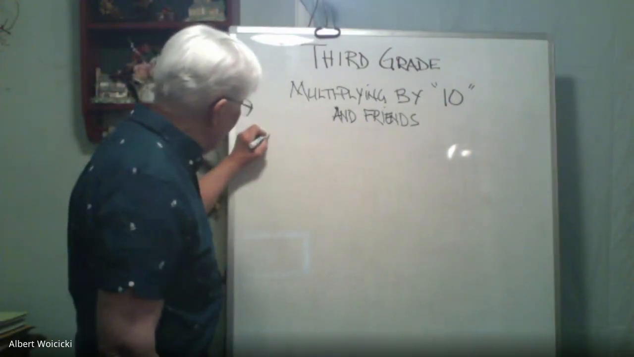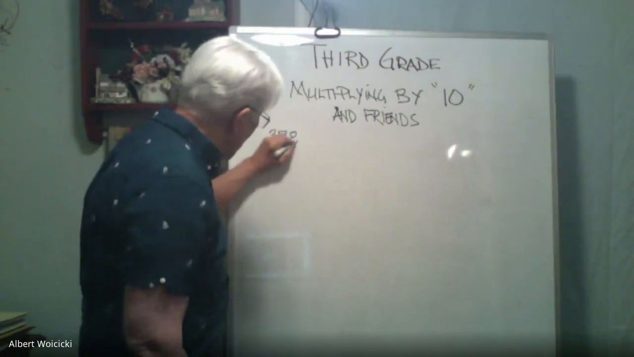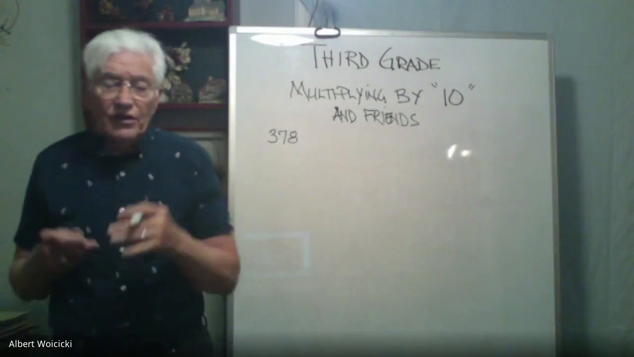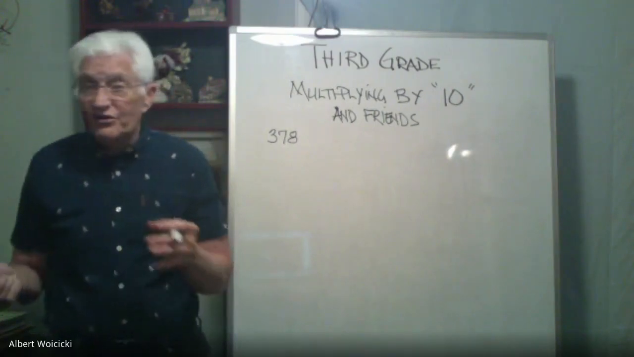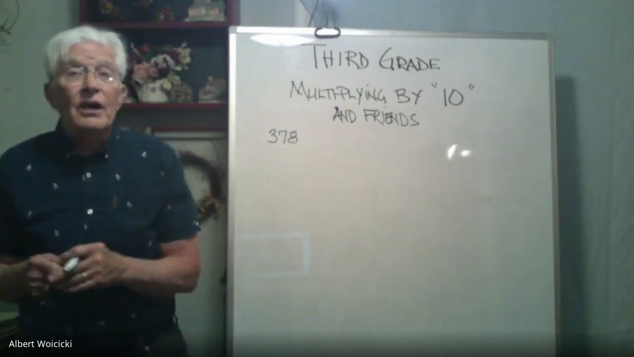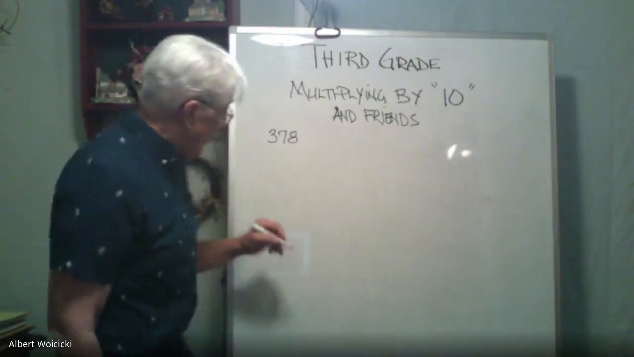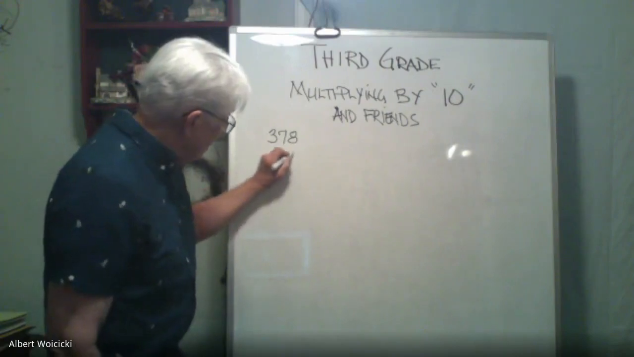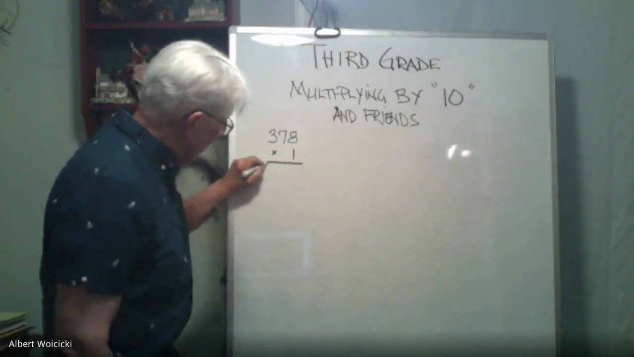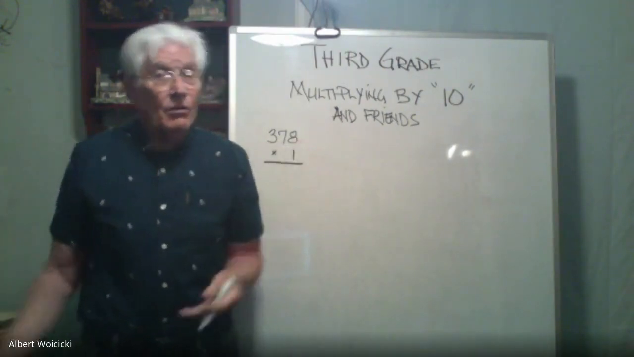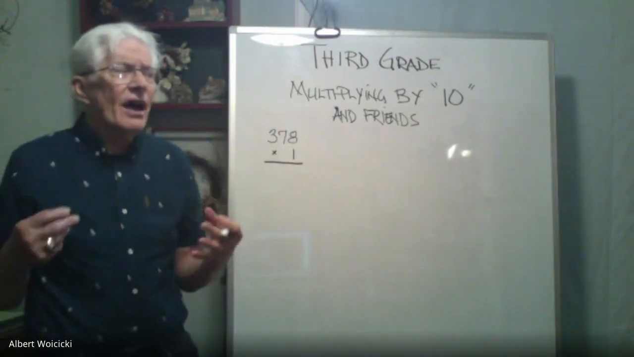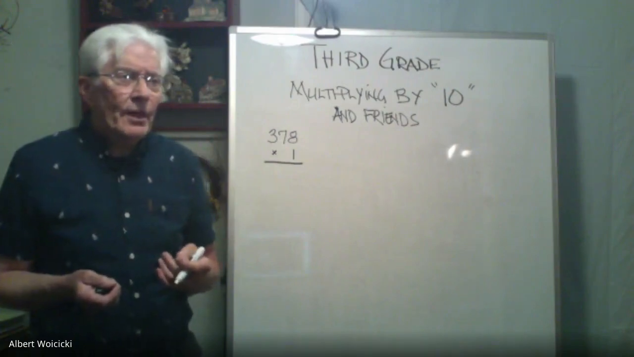Let's take the number 378. Now, 378 is a number they all should be able to understand and handle. Three-digit numbers are not difficult for third graders. Now, we're going to multiply this. First of all, we're going to start with the number 1. Well, that's obvious. Why am I doing this? Well, because I want to bring this up.